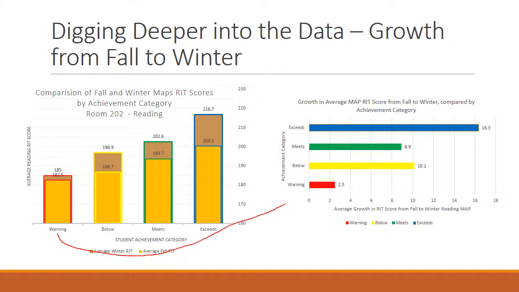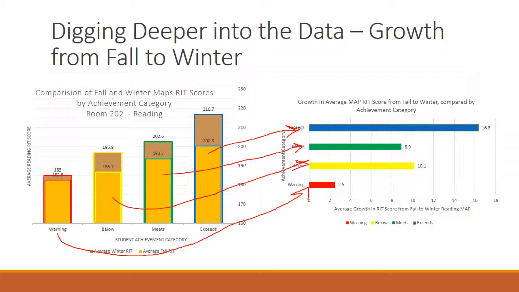In fact, the data points to some promising trends. Students in the below category grew at a greater pace on average than those in the meets category, 10.1 versus 8.9, which potentially means they are catching up. The average growth of almost 9 points in the meets category also demonstrates good growth, so the meets group is not falling behind even though the below group is catching up.